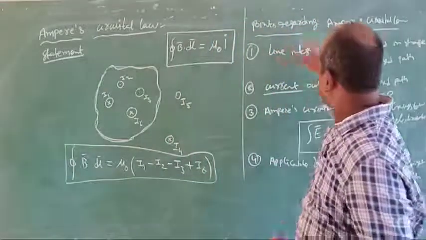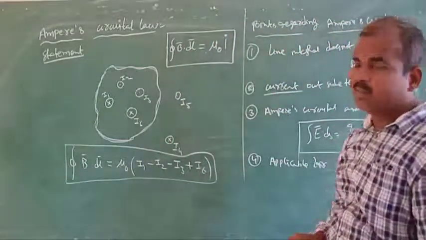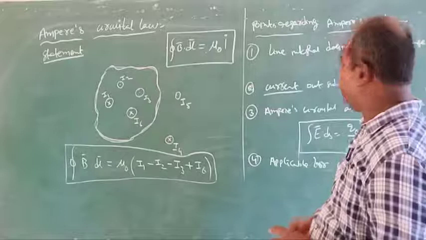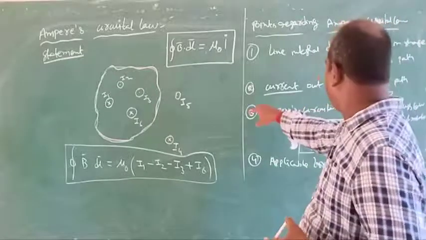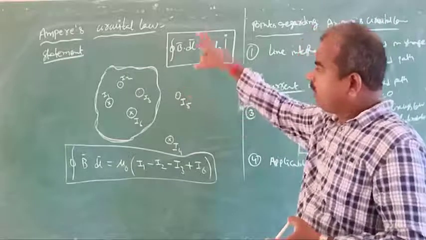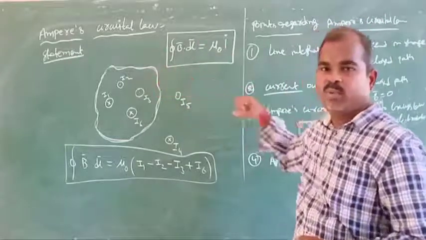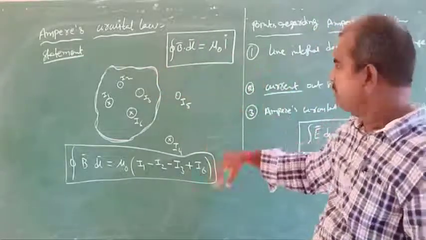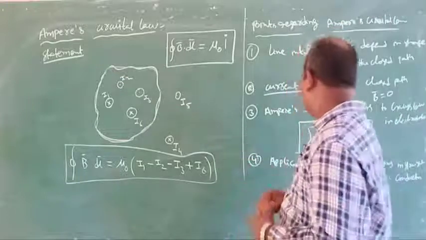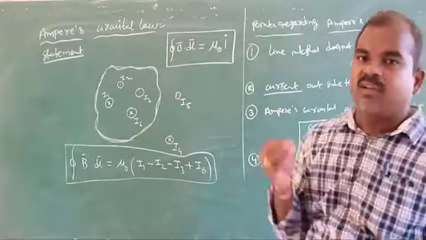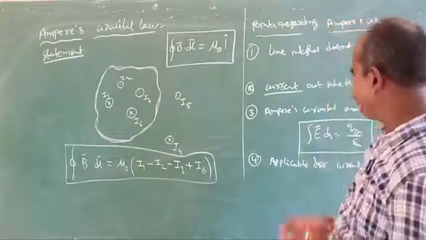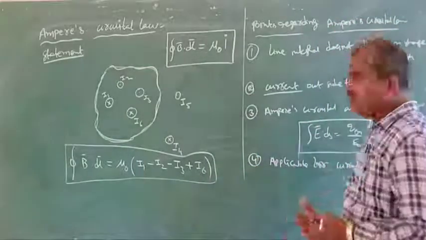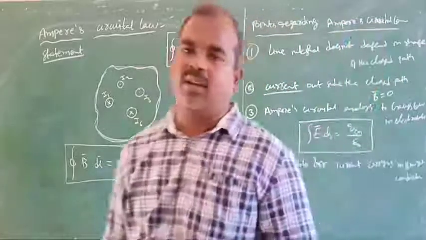The points regarding Ampere's circuit law: the line integral does not depend upon the shape of the path. Second, if a current carrying conductor is outside this loop, then the magnetic field induction contribution is 0. Third, Ampere's circuit law is analogous to Gauss's law in electrostatics. Fourth, it is applicable for current carrying straight conductors.